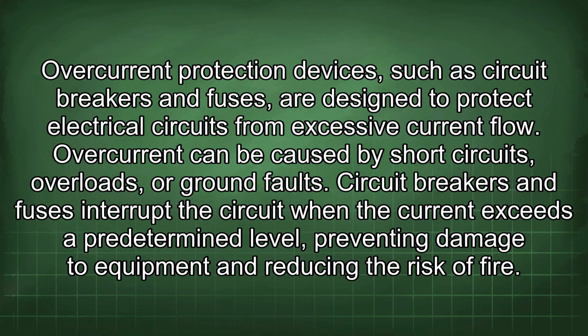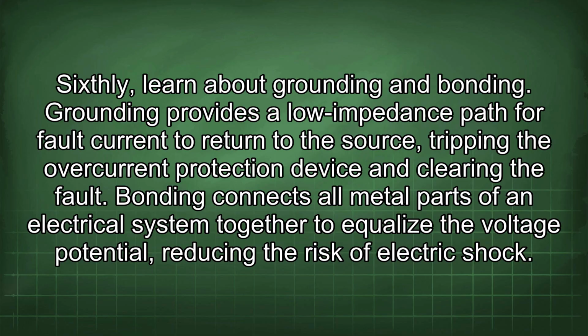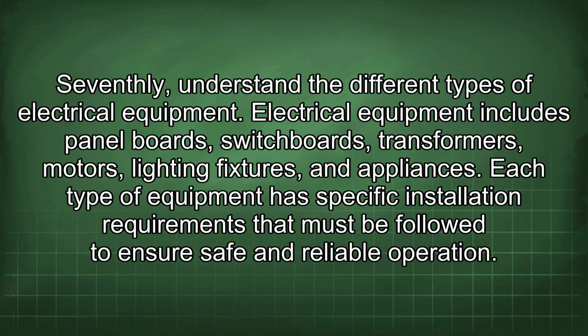Sixthly, learn about grounding and bonding. Grounding provides a lower impedance path for fault current to return to the source, tripping the overcurrent protection device and clearing the fault. Bonding connects all metal parts of an electrical system together to equalize the voltage potential, reducing the risk of electric shock.